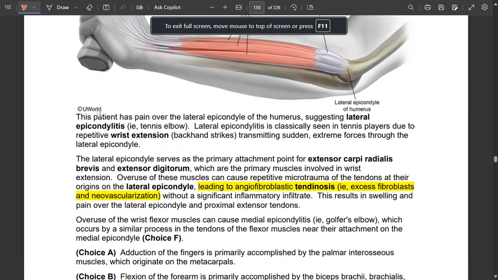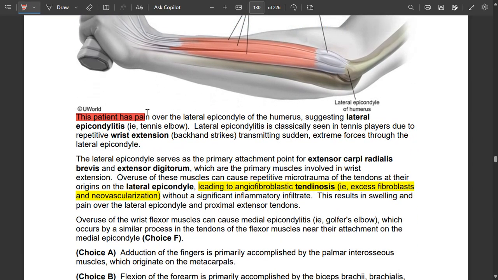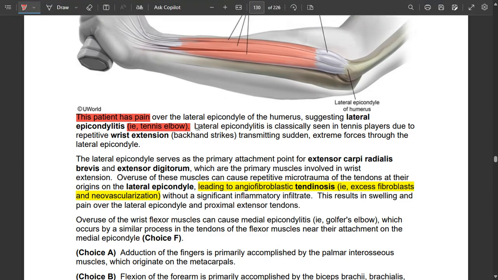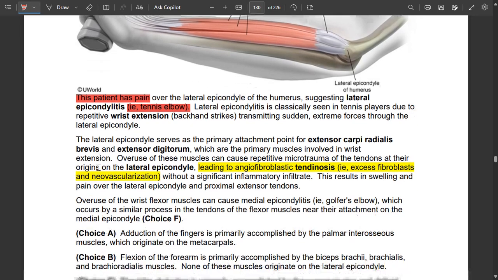Okay, I think this makes sense. The patient has pain over the lateral epicondyle of the humerus, so it's lateral epicondylitis. It's not inflammation of the lateral epicondyle, but rather repeated overuse of it. Lateral epicondylitis is classically seen in tennis players due to repeated wrist extension and backhand strikes, transmitting sudden extreme forces through the lateral epicondyle.